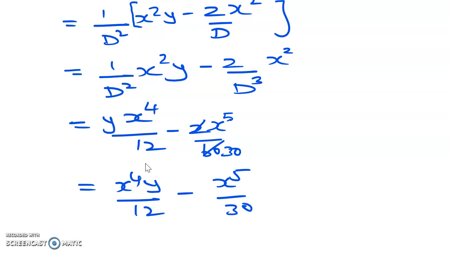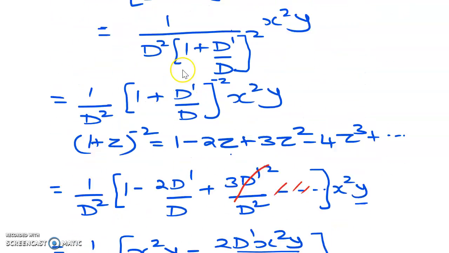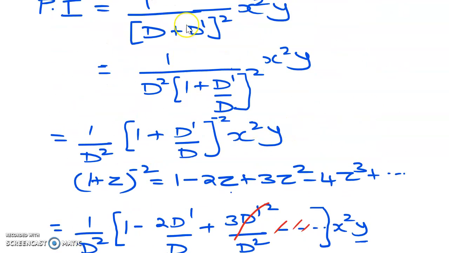This is the particular integral of a differential equation when the right hand side is a polynomial. Now my question is, I have taken D outside. You are equally right, you can take D prime also outside, isn't it? Instead of D, you could have taken D prime outside. If you take D prime outside, you will get an altogether different result. That is also a particular solution.